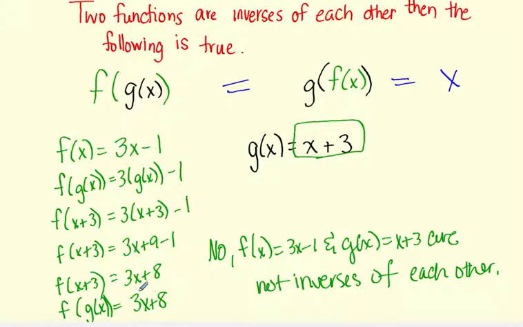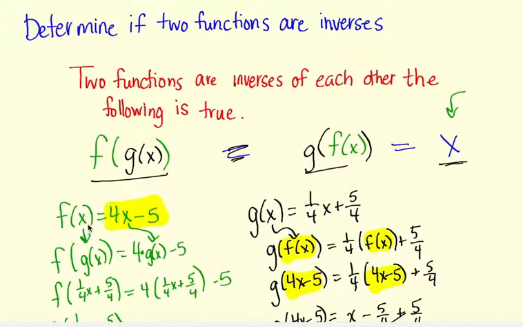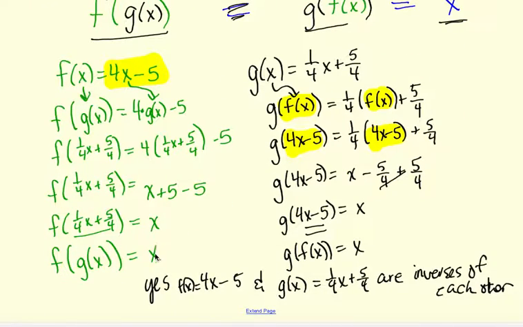So when you get just a single x here, you can't just assume that the other one's going to be x. You have to try it. But when you get something that's not x, then you can stop because both of those have to equal x for them to be inverses. So here, when I got x here, that's great, but I have to check this one because it has to equal x as well.